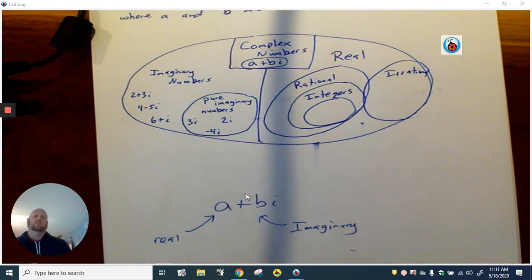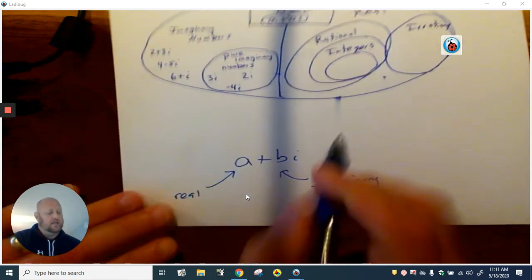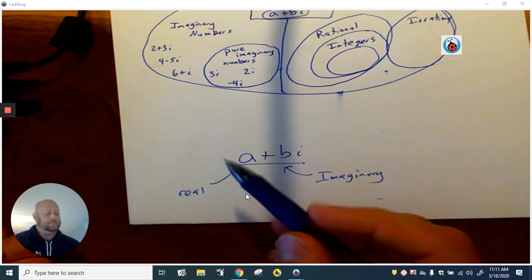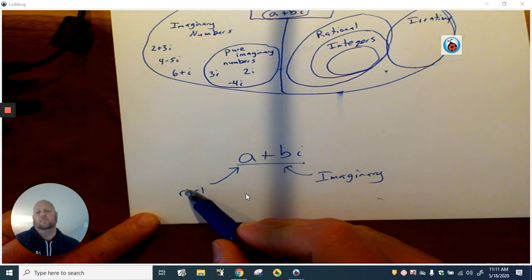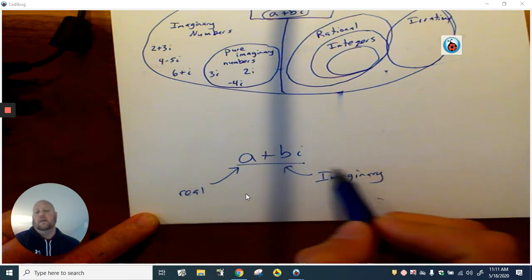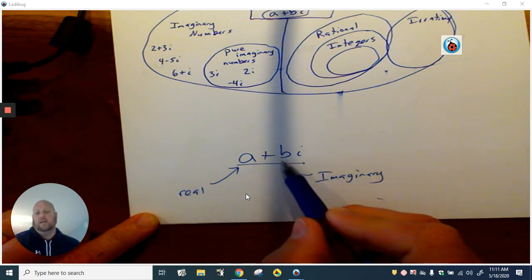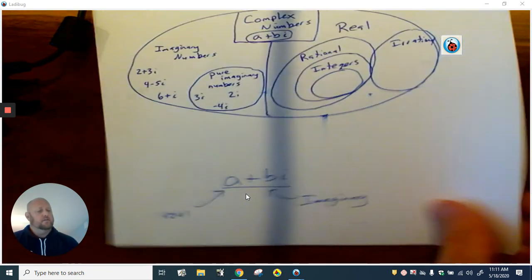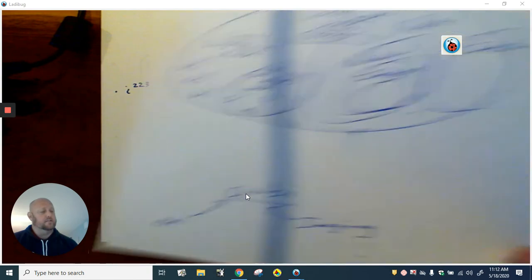Okay. So we have these different types of complex numbers, and it really just boils down to this. We have any number like a plus bi. All complex numbers will have a real portion, and they will have an imaginary portion, okay? All right, so let's try some things with these.